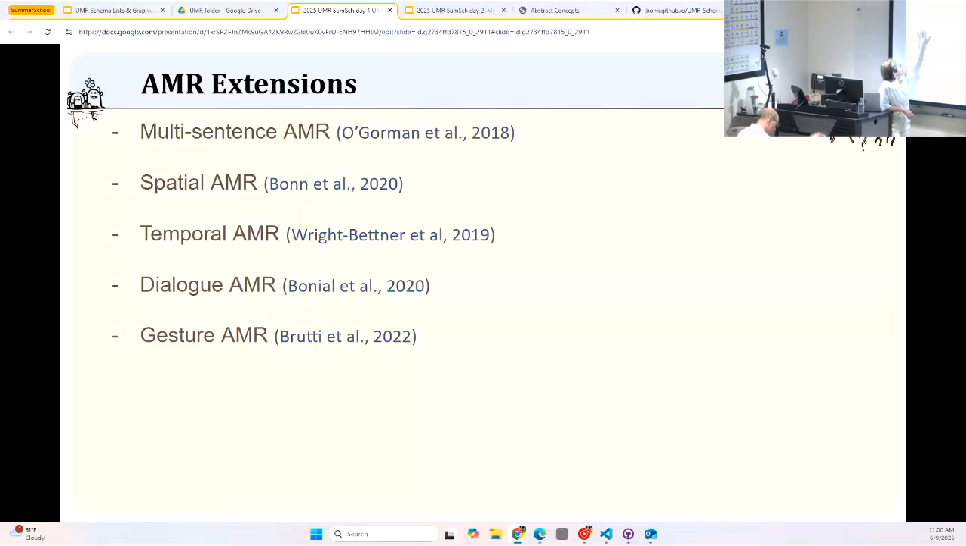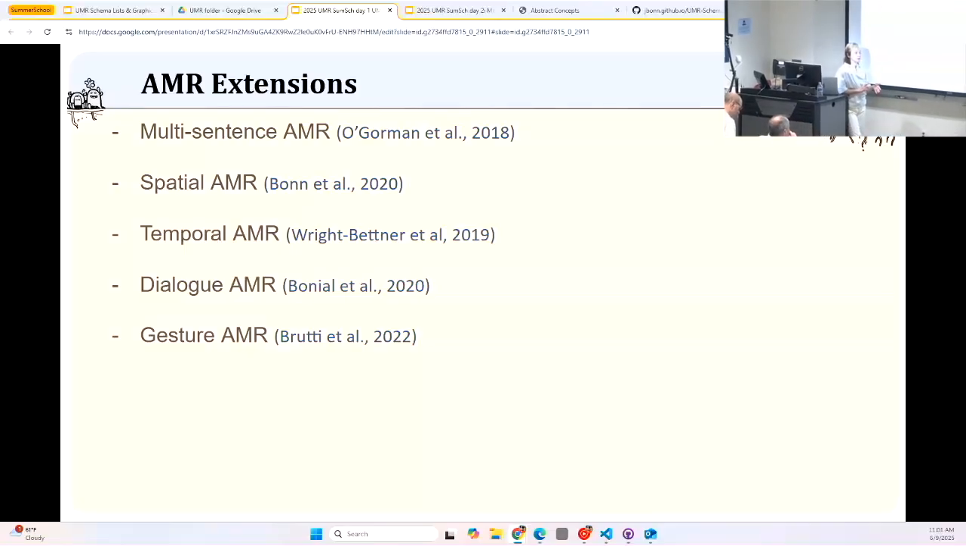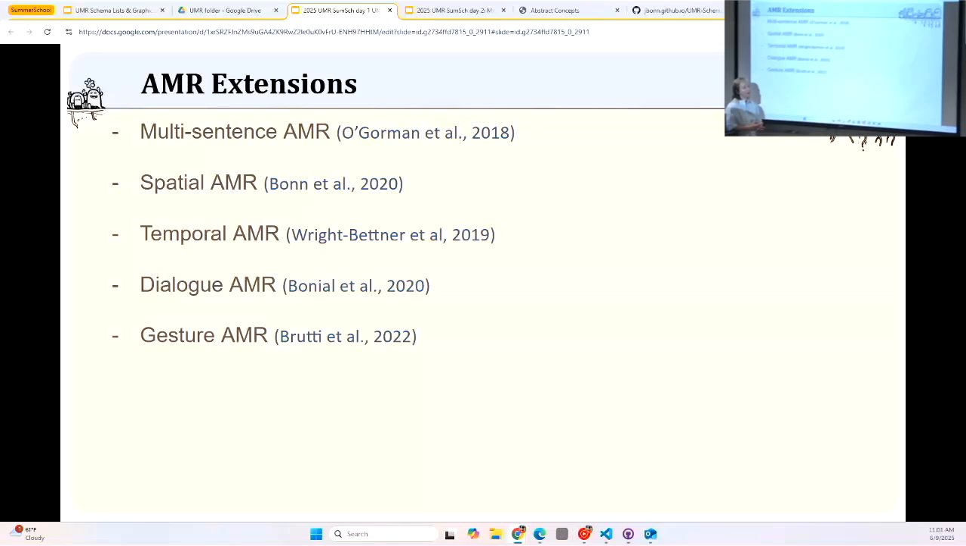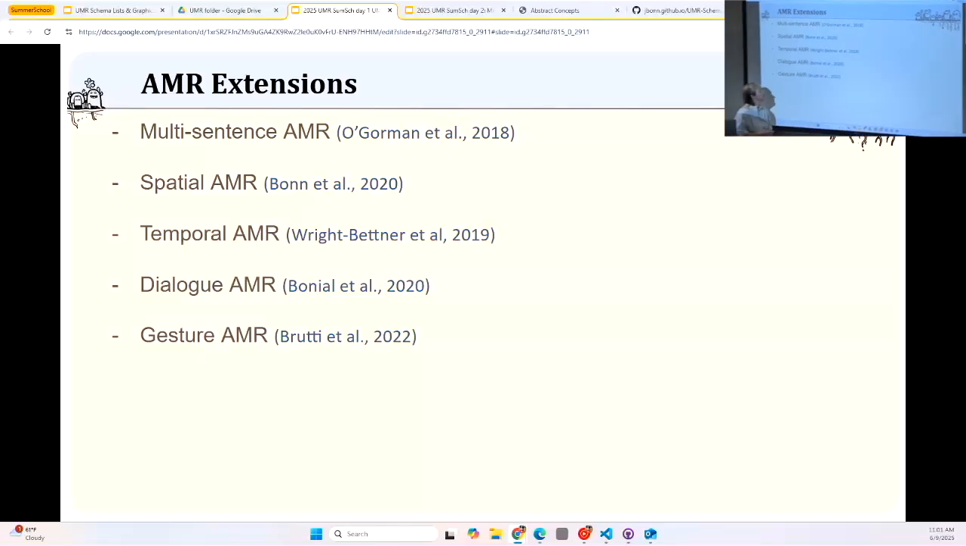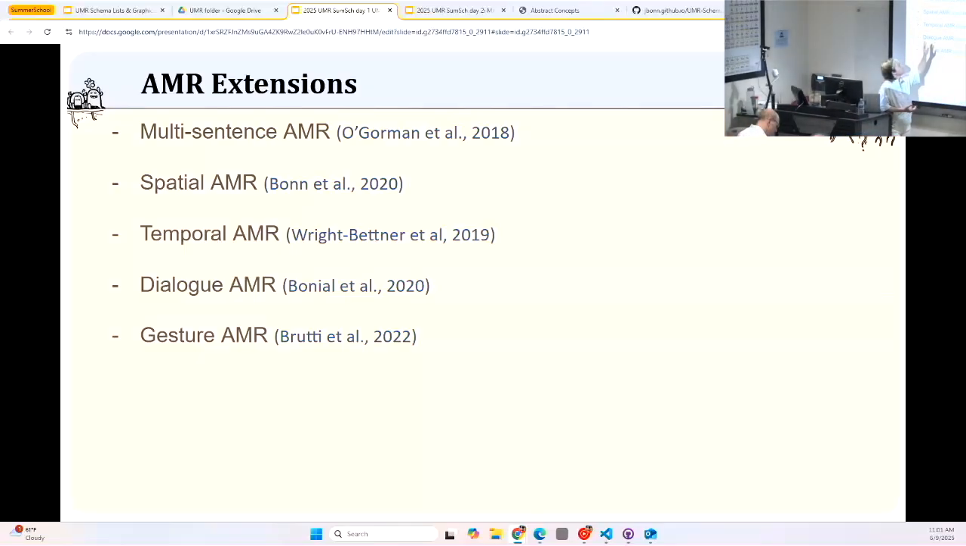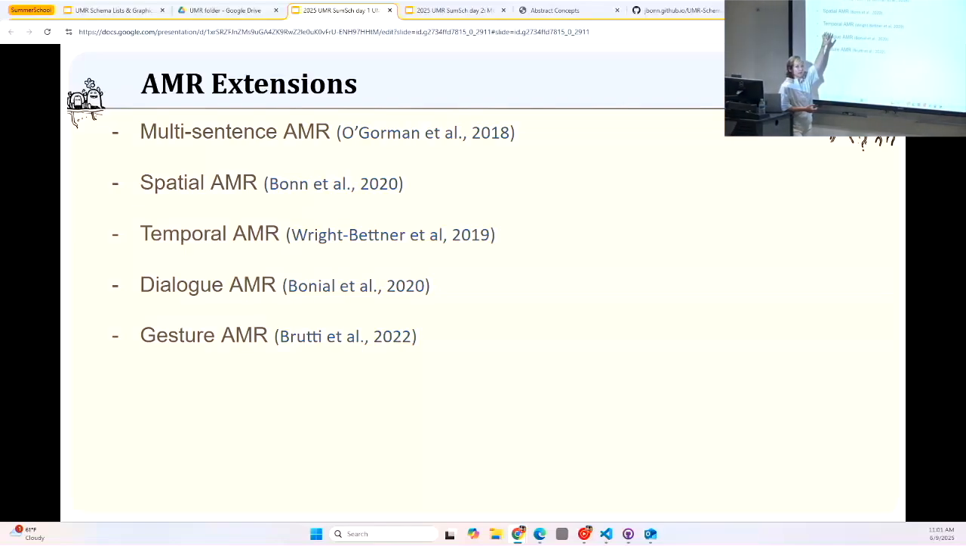Spatial AMR, super fine-grained spatial relationships, tracking spatial frame of reference. This project is done on the Minecraft dialog corpus, which is a multimodal grounded corpus in the Minecraft environment. And a lot of this data, actually I think all of this data, is being used for the UMR release. So we are going to go over some of the spatial schema today because it is actually showing up in the 2.0 release. Temporal AMR, fine-grained temporal relationships, dialogue AMR, as is clear by now, and gesture AMR, which James could tell everything about.